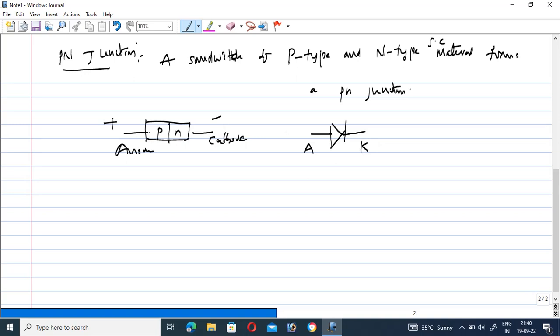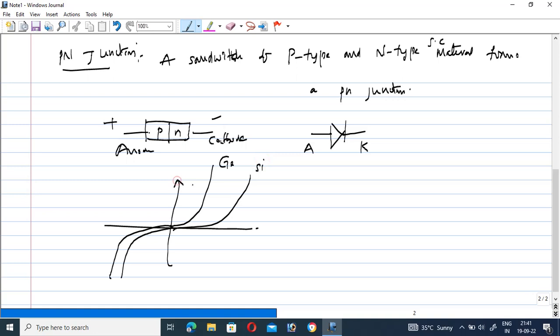If you observe the characteristics, this is for germanium, this is for silicon. There is the current, this is the forward voltage, this is the forward current, right? So it starts around 0.28, around 0.45, but the ideal value is 0.7, and 0.3. These are ideal values.